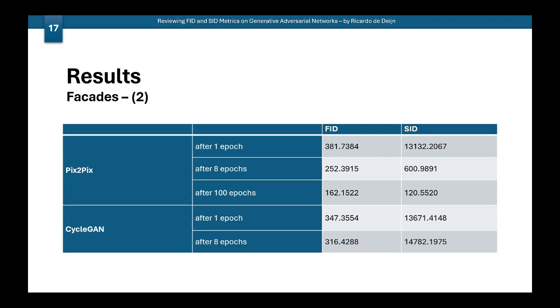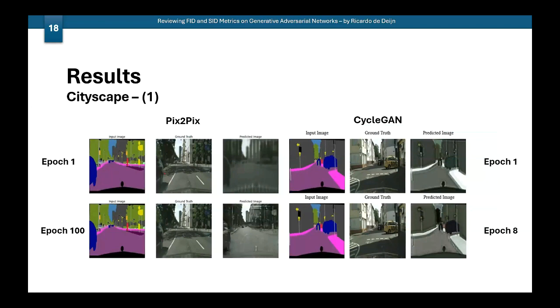And also for Pix2Pix, you can see that it is starting to generate better and better images, and you can see that in both metrics. And also the same for CycleGAN, Pix2Pix and cityscapes. After 100 epochs, Pix2Pix is able to make a pretty good image, while at the same time CycleGAN is still kind of struggling after 8 epochs, which is expected.